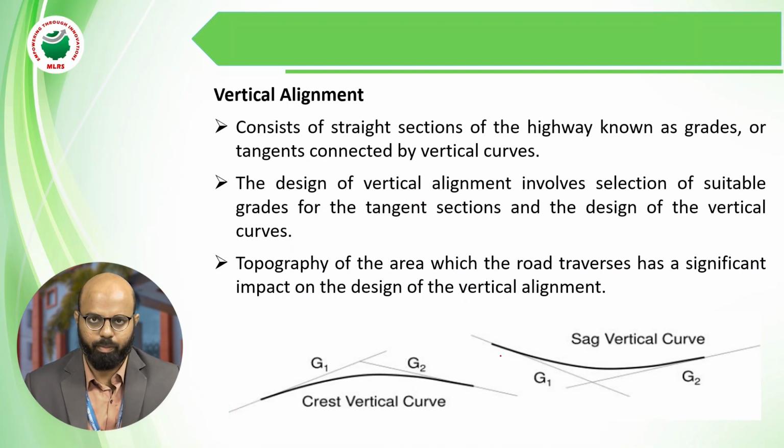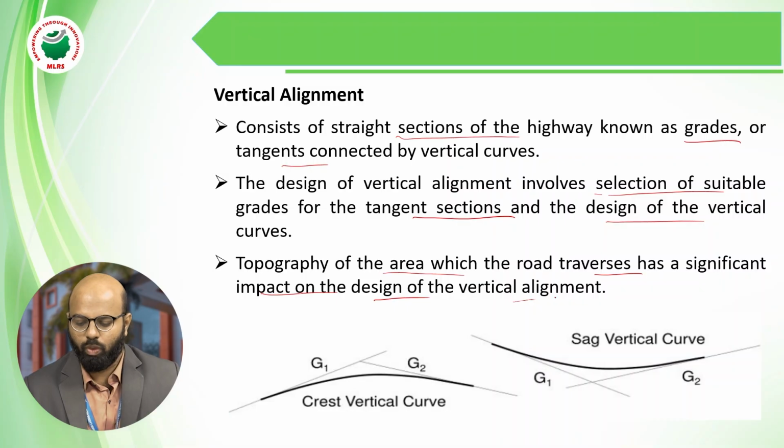What do you mean by vertical alignment? It involves the profile view. Okay, it consists of straight sections of the highway known as grades or tangents connected by the vertical curves. The design of vertical alignment involves selection of suitable grades for the tangent sections and the design of vertical curves. Topography of the area which the road traverses has a significant impact on the design of the vertical alignment. Okay, this is the crest vertical curve, which involves upward gradient and downward gradient. This is the sag vertical curve, downward gradient and the upward gradient.